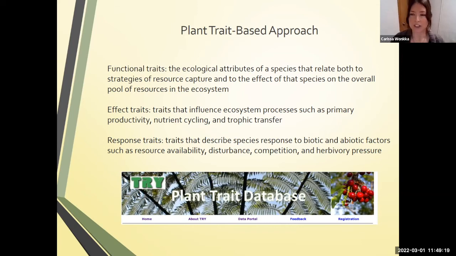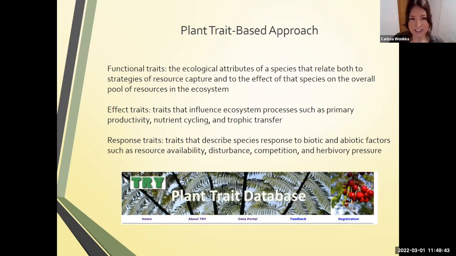And this is why plant traits tie our understanding of community assembly to ecosystem process, because we have this suite of traits that influence productivity, nutrient cycling, trophic transfer. We also have response traits. And these traits describe the species' responses to biotic and abiotic factors like resource availability, competition from invasive species, herbivory pressure, how it deals with stressors.